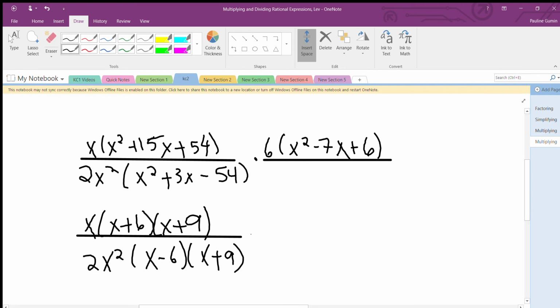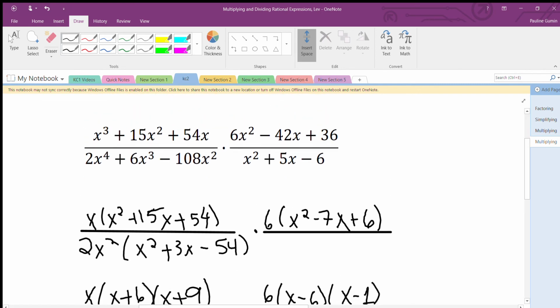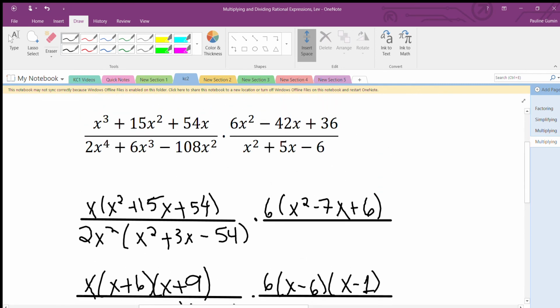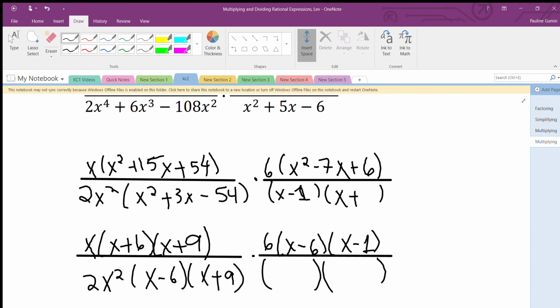Silly Miss Gumin. Okay, two numbers that multiply to give us 6, and when we add them we get negative 7. That's x minus 6, x minus 1. And we're on the last piece. I don't see a greatest common factor on the bottom. However, I can factor this. Two numbers that multiply to negative 6 and add up to positive 5 are negative 1 and positive 6.